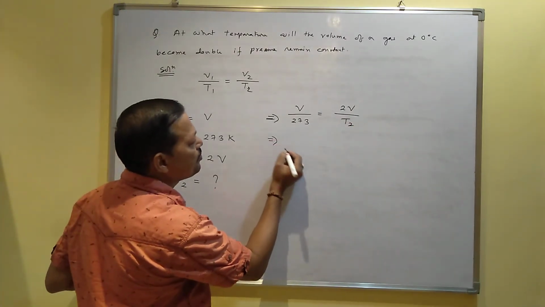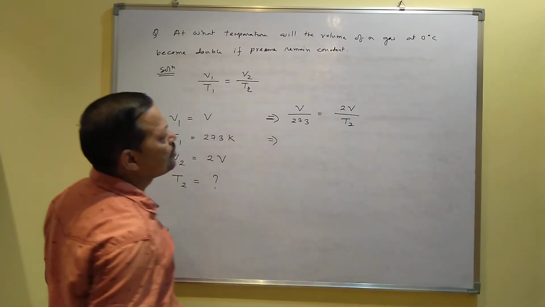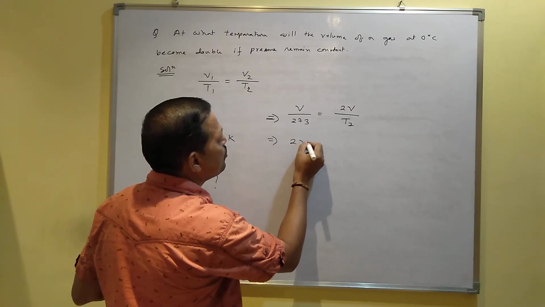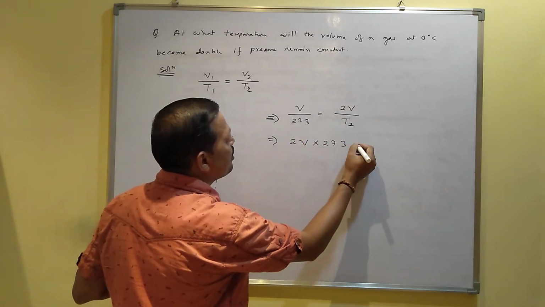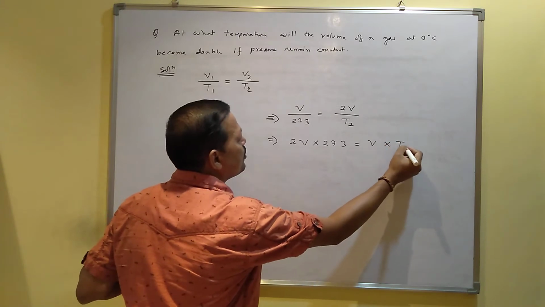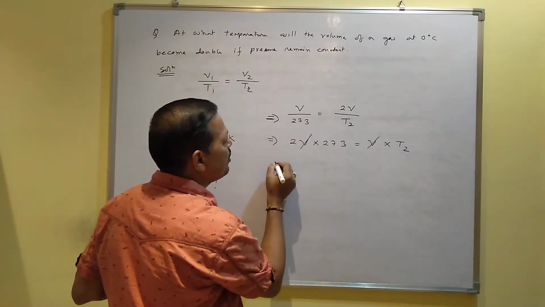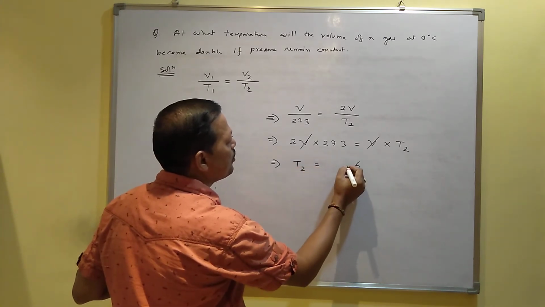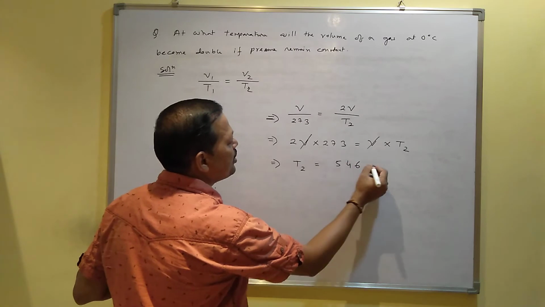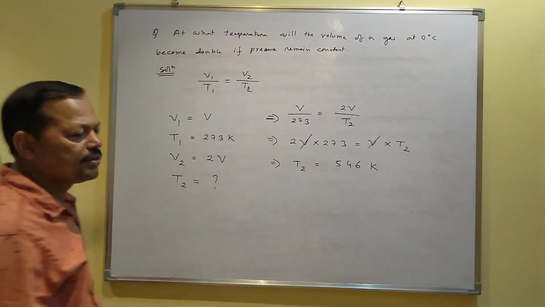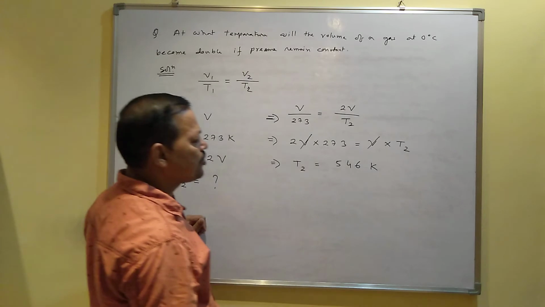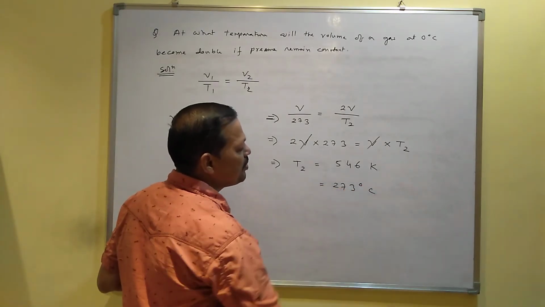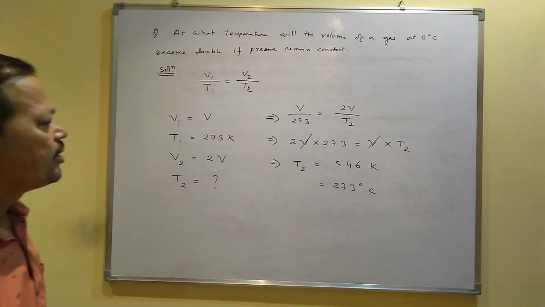That means the V's will be cancelled: twice V into 273 is equal to V into T2. V will be cancelled, so ultimately T2 will be 546 Kelvin. You can convert it to degree Celsius also. If you convert it to degree Celsius, it will become 273 degree Celsius.